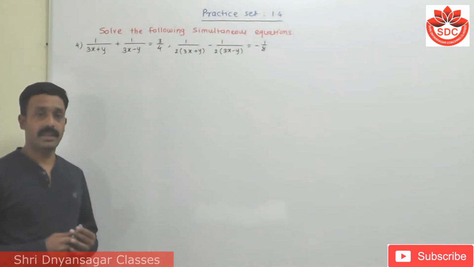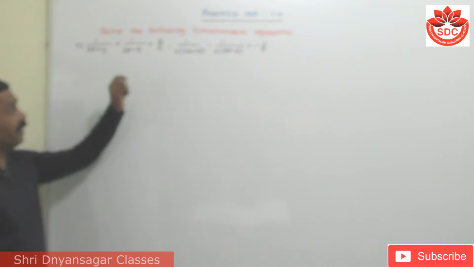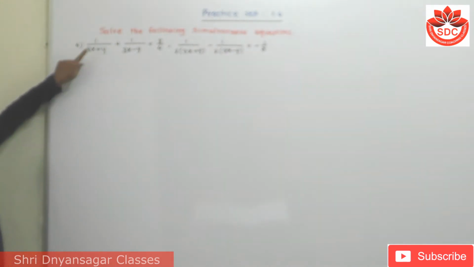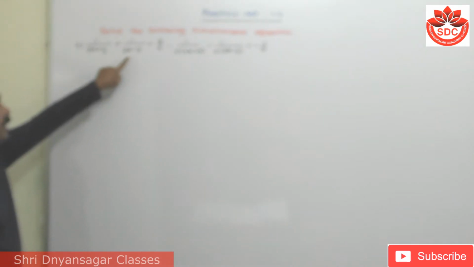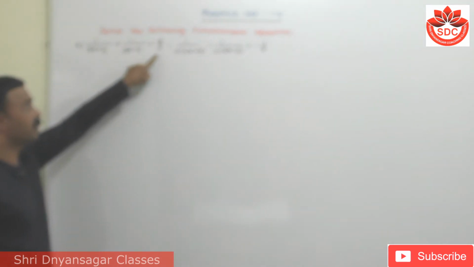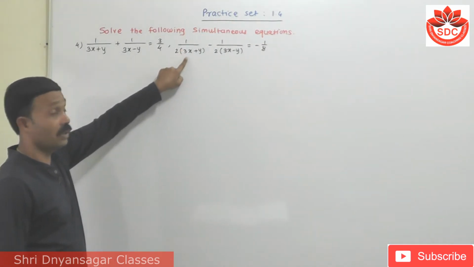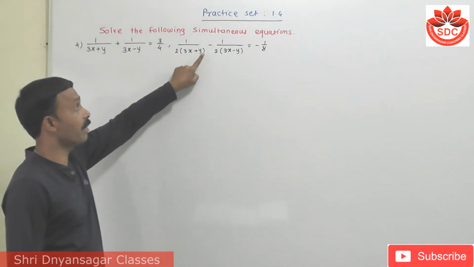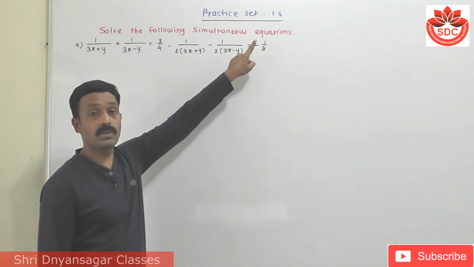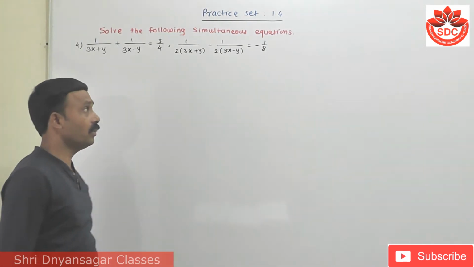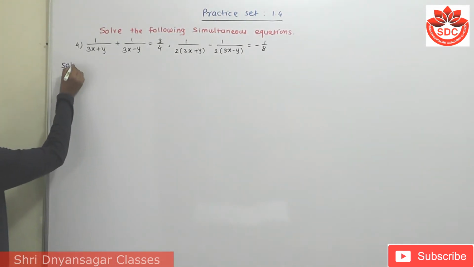Okay, then take the last question of this practice set. Some different example, look carefully. 1/(3x + y) + 1/(3x - y) = 3/4. And the second one is 1/2(3x + y) - 1/2(3x - y) = -1/8. So first I have to reduce this equation. Its solution is.